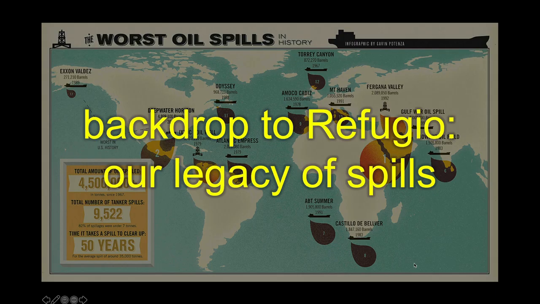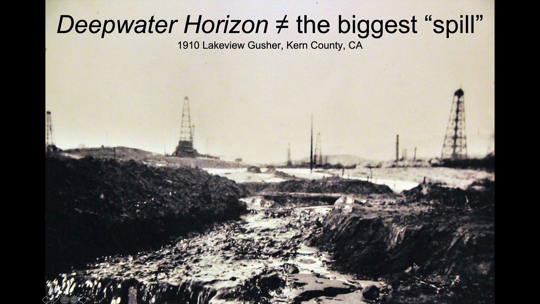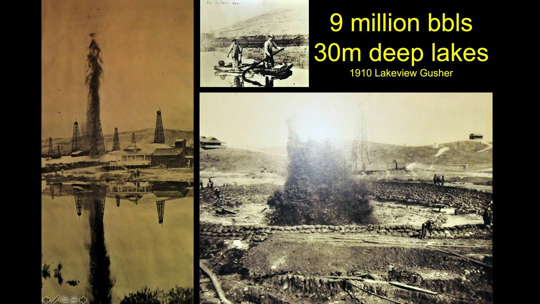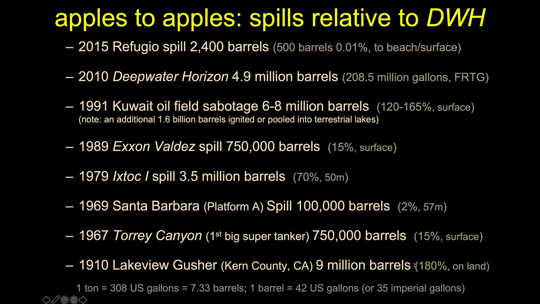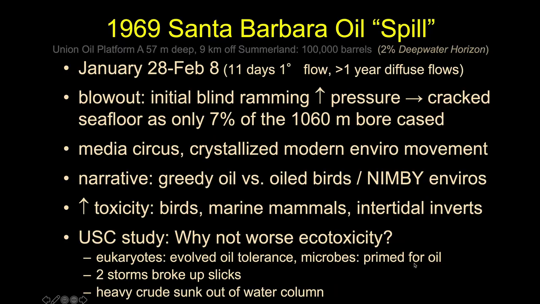This was fantastic. As a reminder, based on what we talked about last time, Refugio is but one example of a modern oil spill, the largest being, of course, the Lakeview Gusher in 1910 that spilled over 11 million barrels. We talked about key sizes of important oil spills, but spent a good amount of time talking about the 1969 Santa Barbara oil spill. That was only about 2% the size of the Deepwater Horizon spill, but yet was super important in defining much of how we think about and our approaches to modern oil spills.